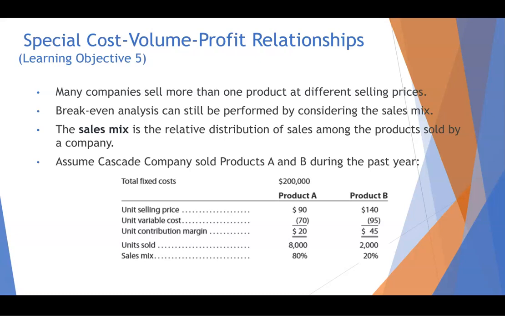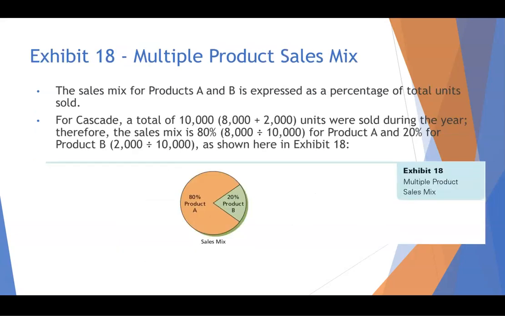They've got product A, they've got product B, and they have the selling price of each of the products. So the total fixed costs are $200,000. And based on what's being sold by each product, as you see here, in this case, the product mix is 80% to product A and 20% to product B.